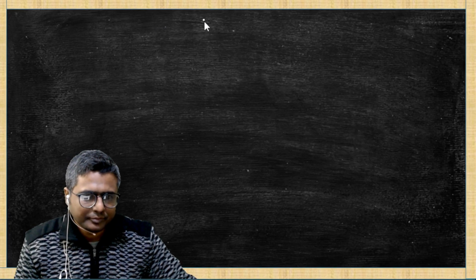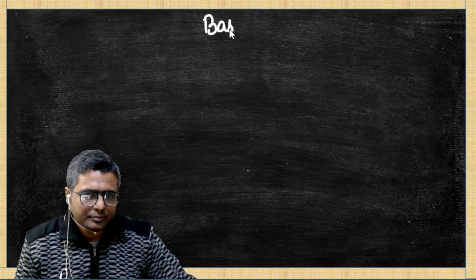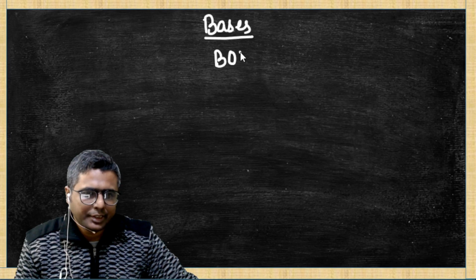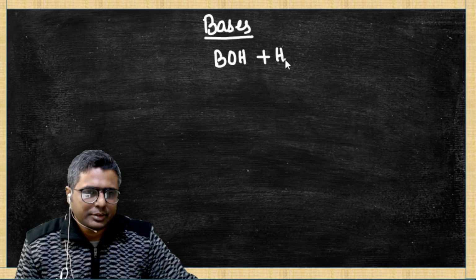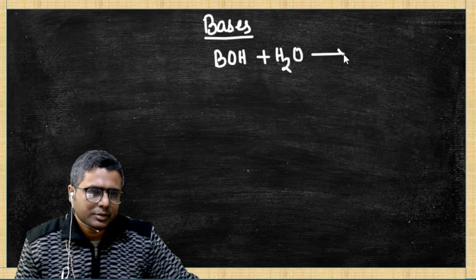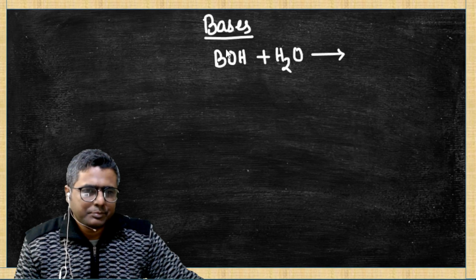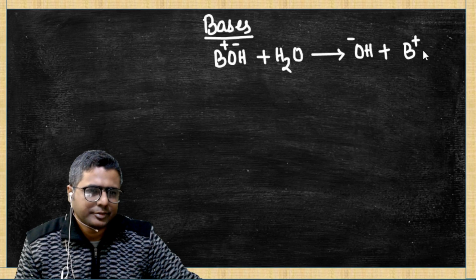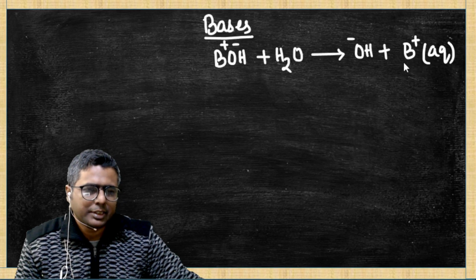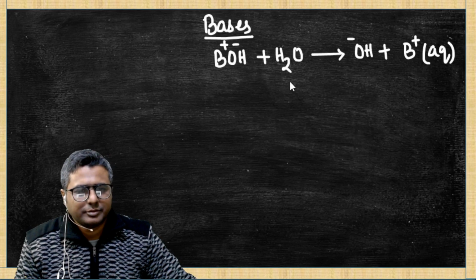Now coming to what are bases. Bases on the other hand can be generally written as BOH, and when this combines with water, see this is B plus and OH minus, so it will give away OH minus ion, and this B plus is going to get hydrated. You can write B plus aqueous, that means B plus is surrounded with water, this water.